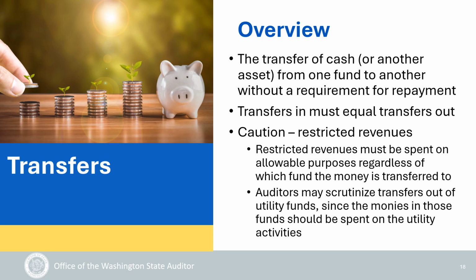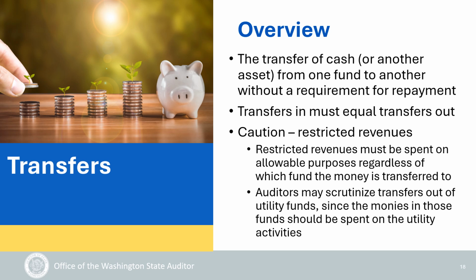Transfers in must always equal transfers out between the funds. If you have a transfer into one fund, that means another fund gave them money and it needs to report as a transfer out. Remember, we are talking about inter-fund transactions. So resources received or paid to another government would never be a transfer in or out.